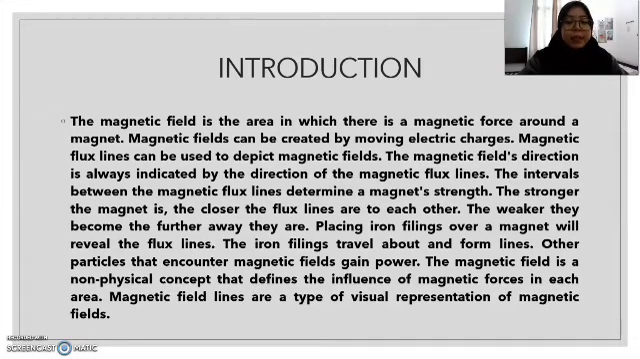The intervals between the magnetic flux line determine a magnet's strength. The stronger the magnet is, the closer the flux lines are to each other. The weaker they become, the further away they are. Placing iron filings over a magnet will reveal the flux line. The iron filings travel about and form lines.